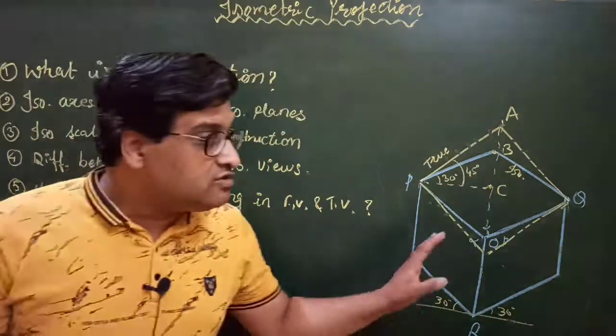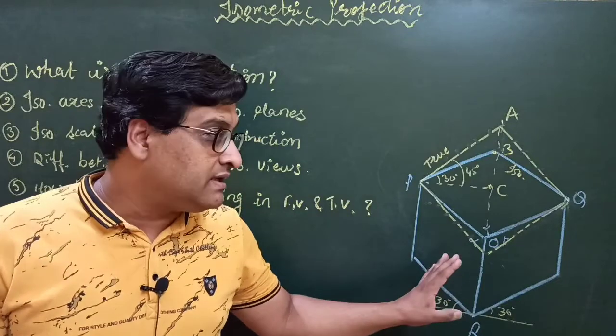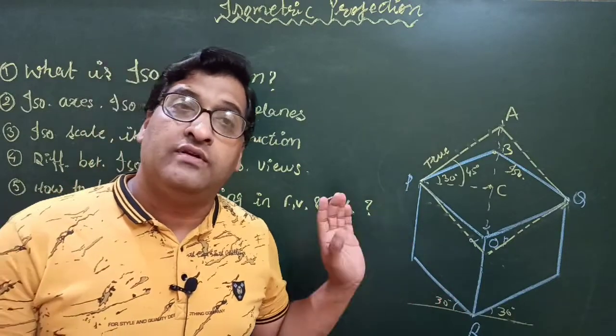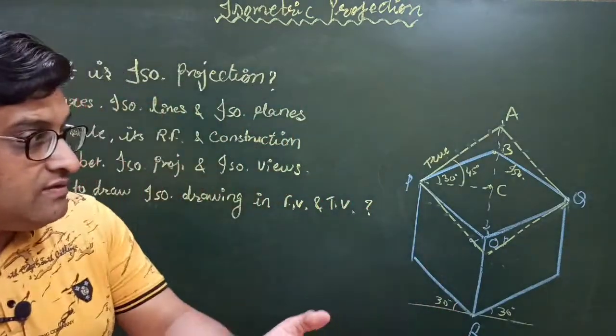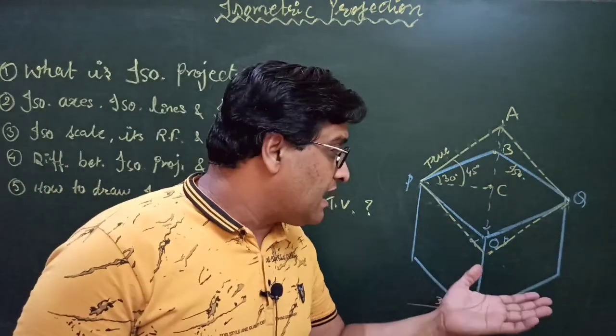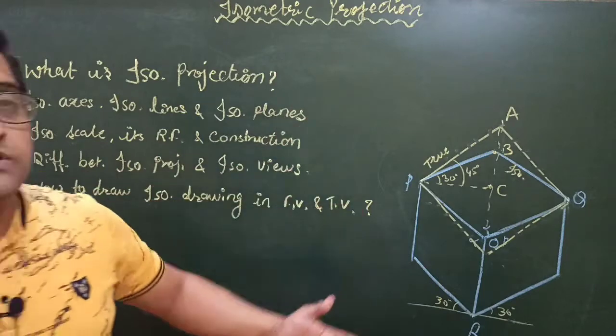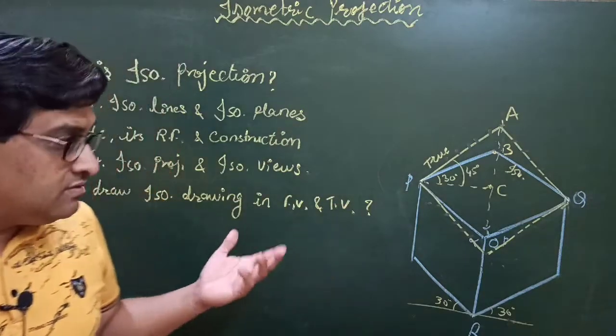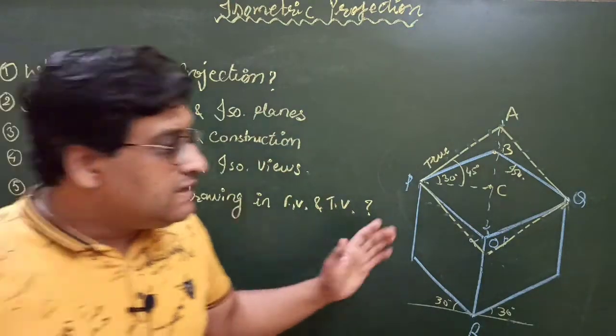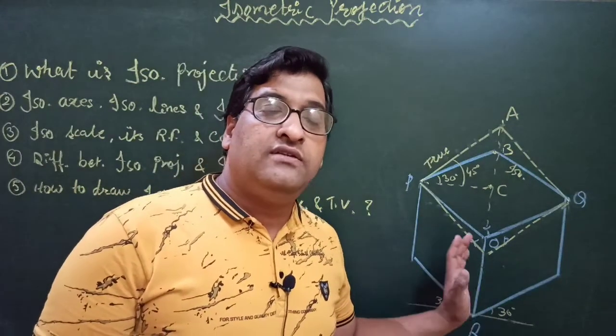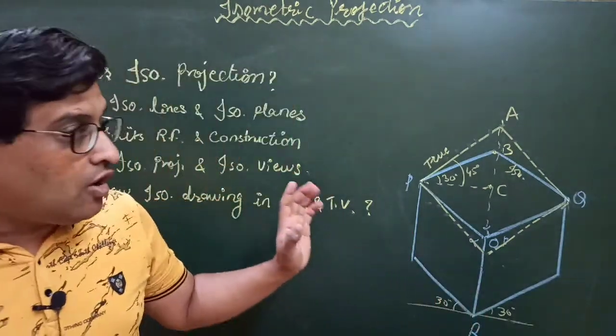Let me tell you, isometric projection is nothing but an orthographic projection, because the rays of light coming out of your eyes are parallel to each other and perpendicular to the screen of projection or board. So it's an orthographic projection in a different position of the object.